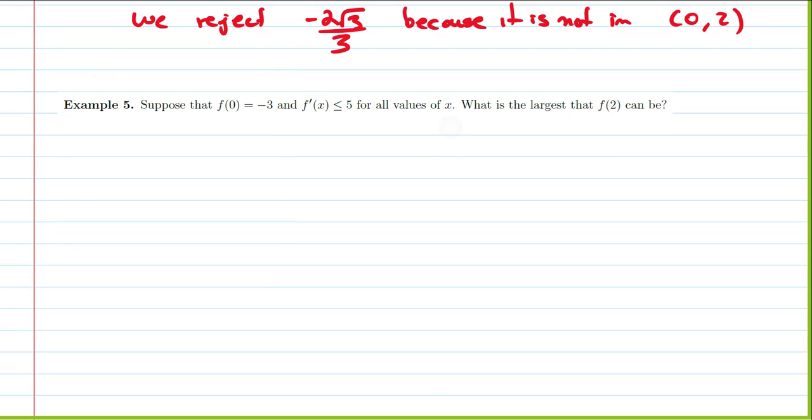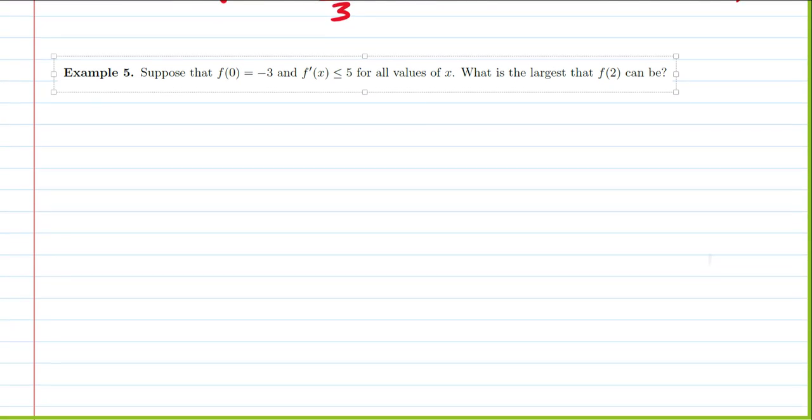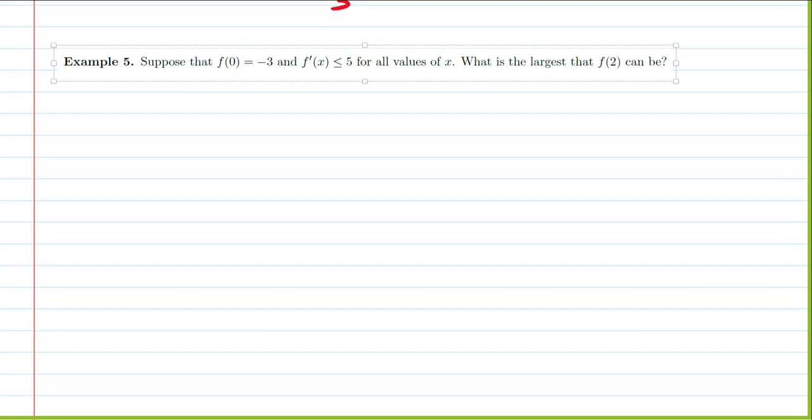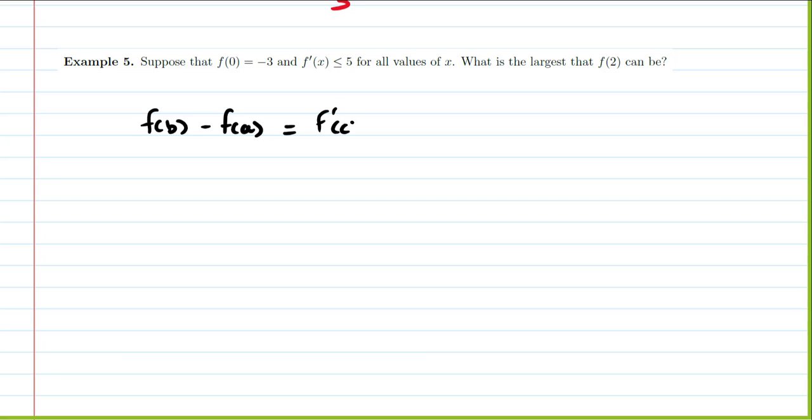So suppose that f of 0 equals negative 3, and we know that f prime of x is less than or equal to 5 for all values of x. What is the largest that f of 2 can be? Well, one form of our mean value theorem said that f of b minus f of a was equal to f prime of c times b minus a.